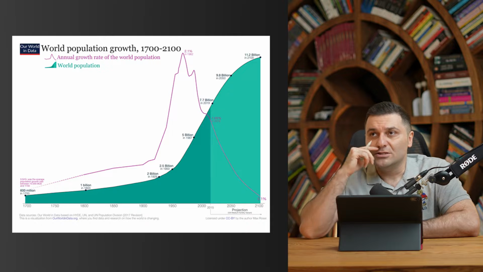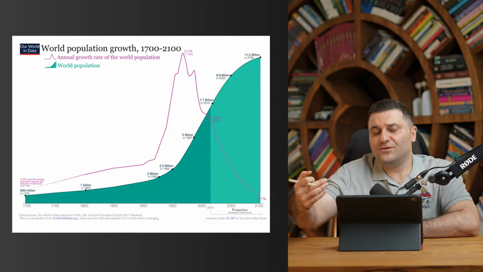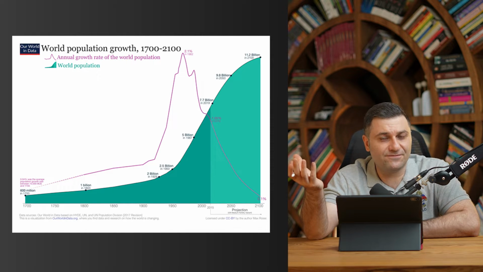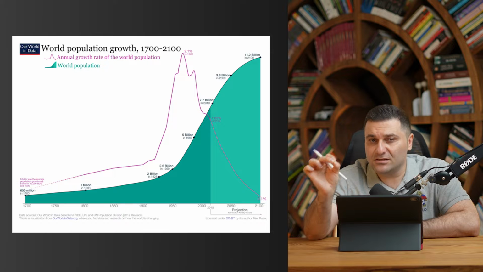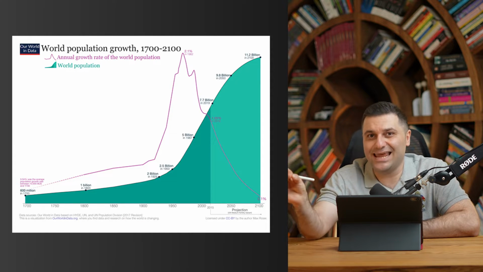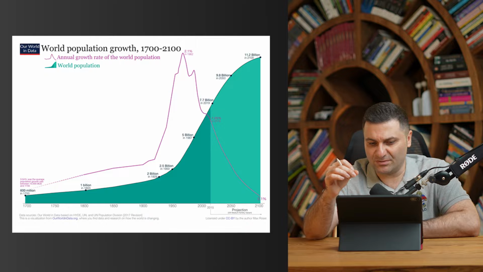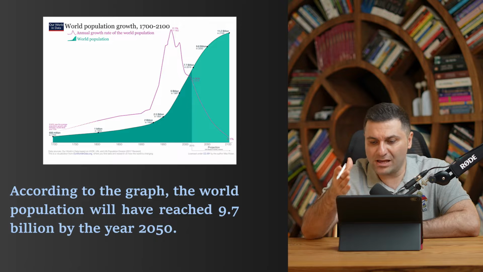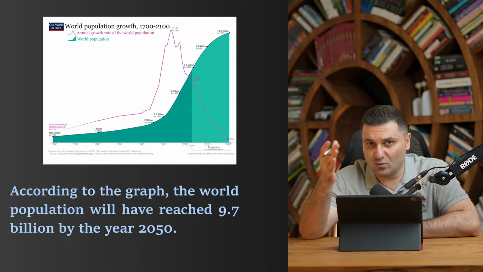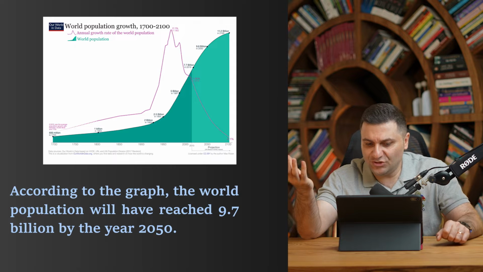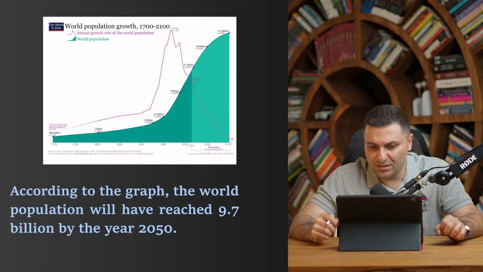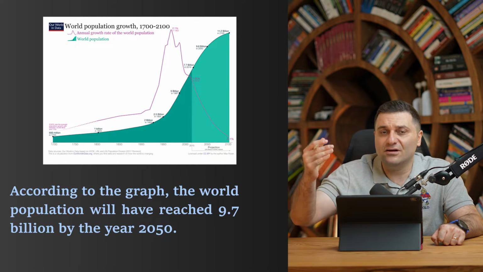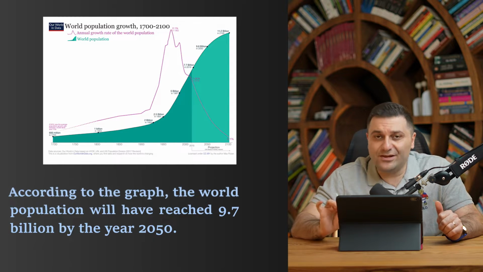All right. So we're going to make a sentence using future perfect tense, talking about this change. Now, when you use future perfect tense, you have to include by plus date. So our sentence would be something like this. According to the graph, the world population will have reached 9.7 billion by the year 2050, right? Will have reached.